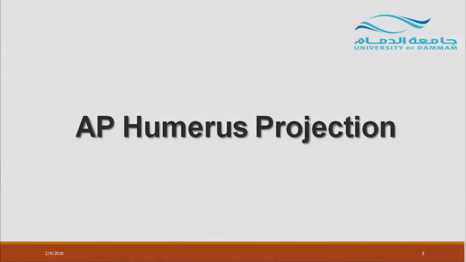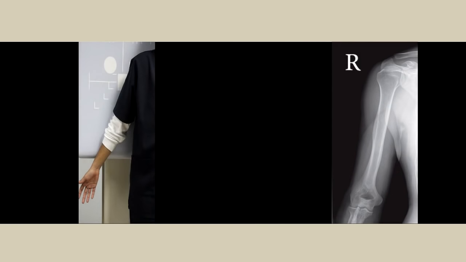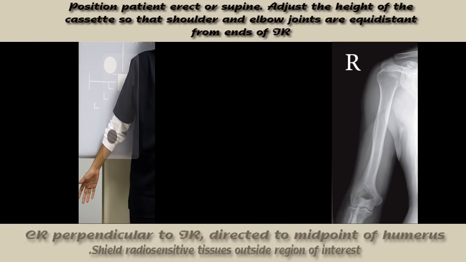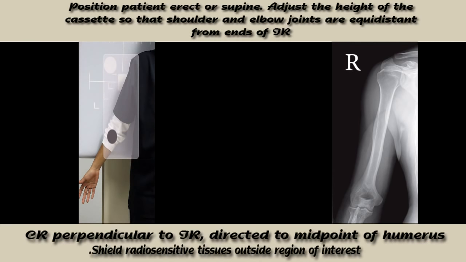Now we are going to discuss the positions in the radiograph of shoulder and humerus. Anterior posterior of humerus. In the patient position, the patient must stand facing the X-ray tube. Patient is then rotated so that the shoulder of the affected side, the arm and the elbow come in contact with the cassette.